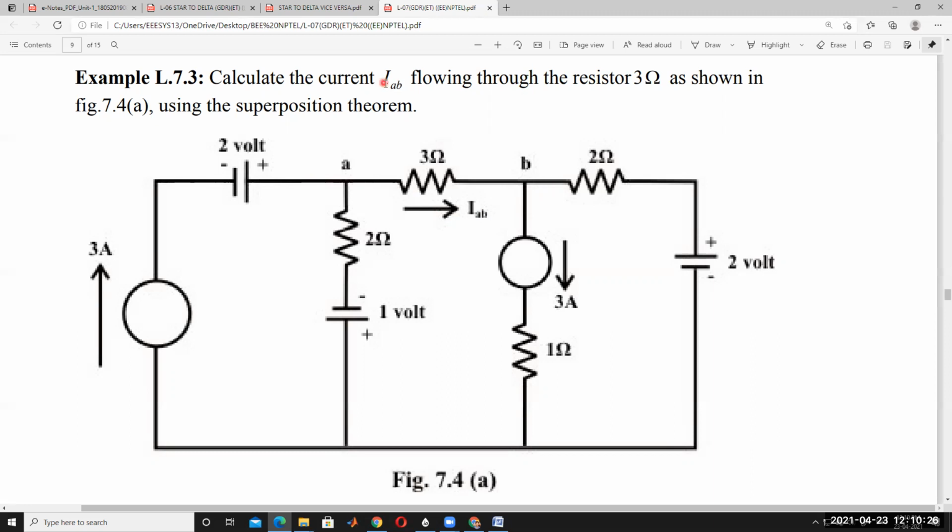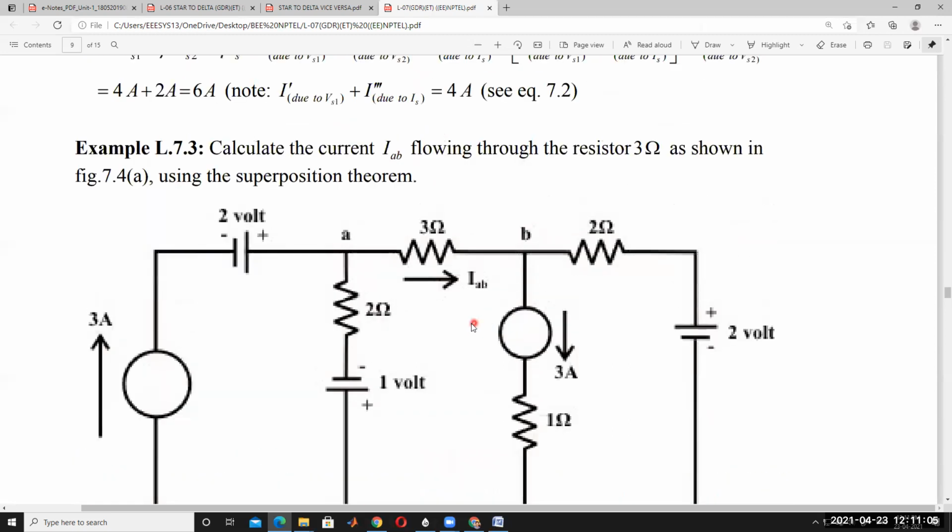Understood? Calculate the current IAB flowing through the 3 ohm resistor shown in the figure by using the superposition theorem. Likewise, you will get questions like this in the external exam. So how many sources are there here? A 3 amp current source, and 1, 2, 3, 4, 5 sources are there. That is 3 voltage sources and 2 current sources in this network.